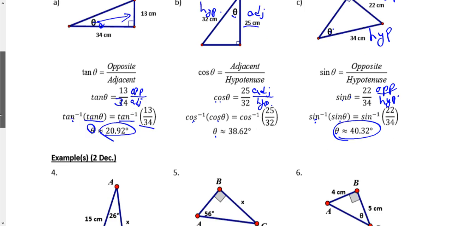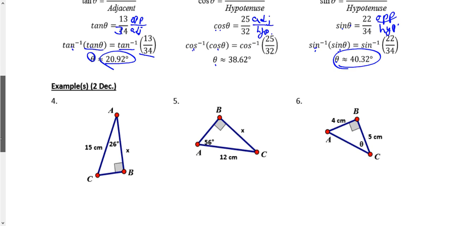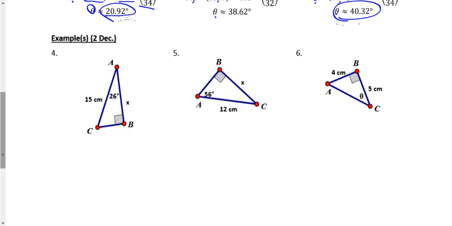All right, let's go down here. I'm going to give you a minute to solve each one of these, 4, 5, and 6. There you go. What was 1, 2, and 3?